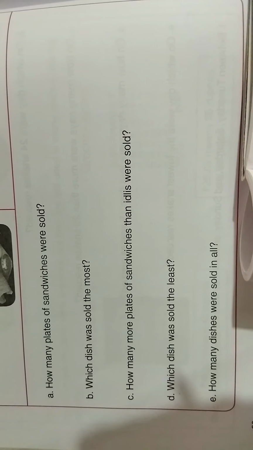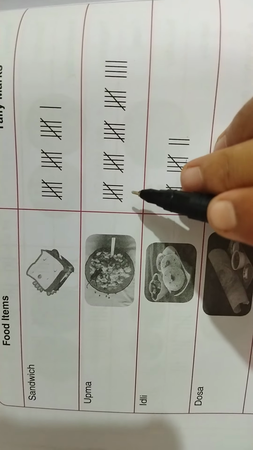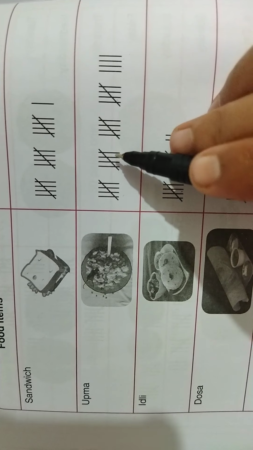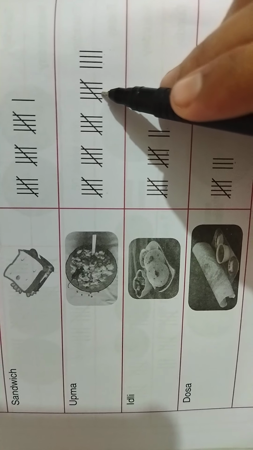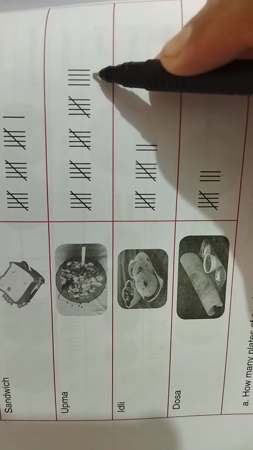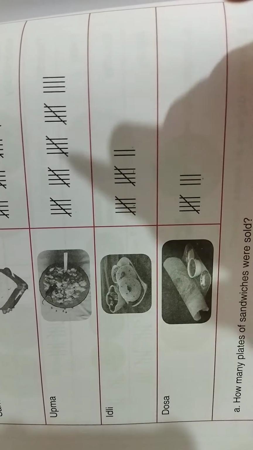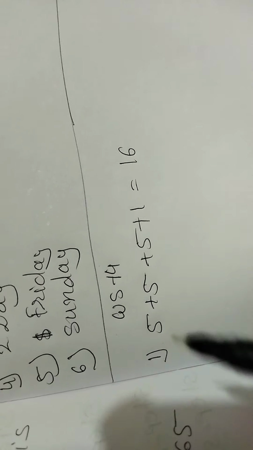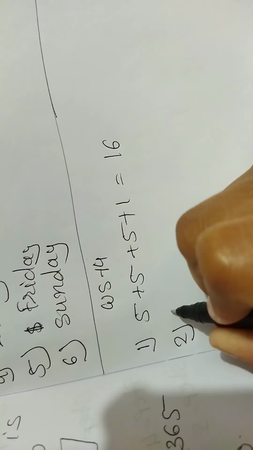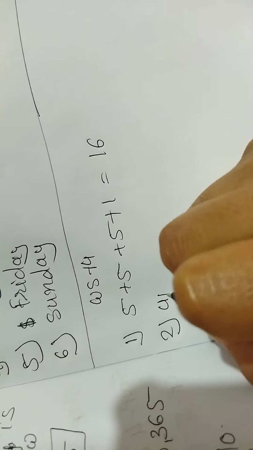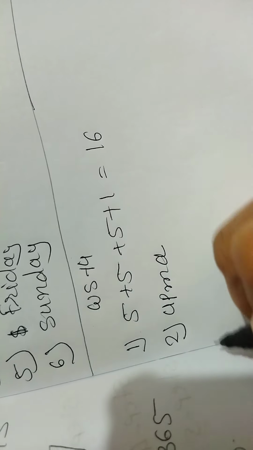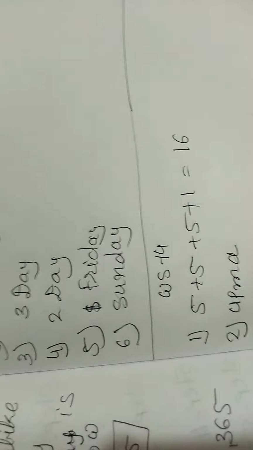Then the question: which dish was sold the most? Which one is that? Upma. Why? Because 5 plus 5, 10, 10 plus 5, 15, 15 plus 5, 20, 20 plus 4, 24 is there. So what we have to write here? Second answer is upma. Upma.